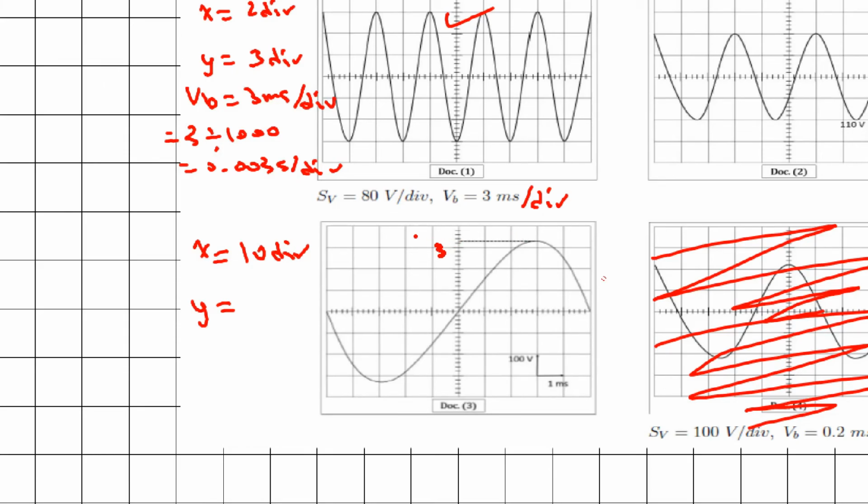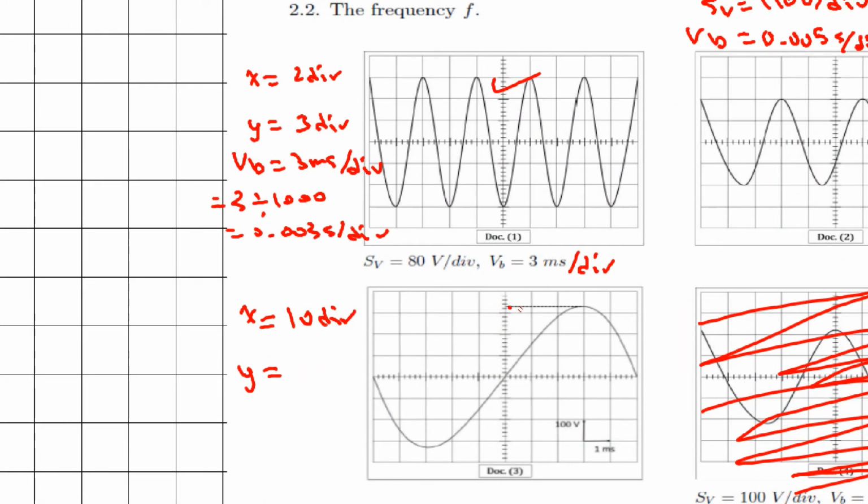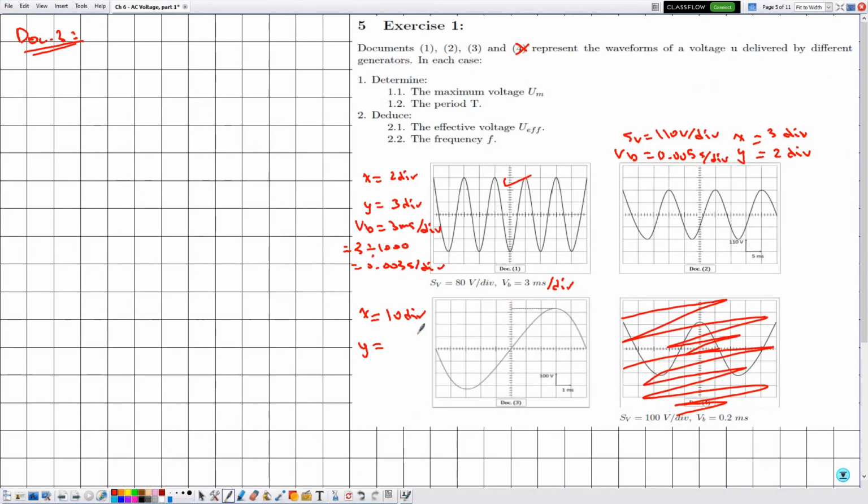The first subdivision is given by 3.2, and the second subdivision is given by 3.4. This dotted line is to show that the maximum point reached by the curve is not 3.2 and not 3.4, but rather the point which is between 3.2 and 3.4, which is given by 3.3. So the value of Y is given by 3.3 divisions.